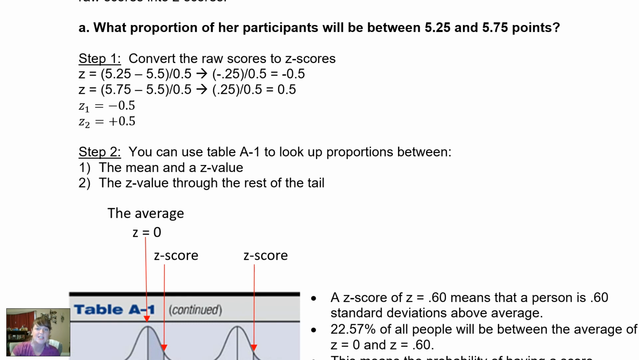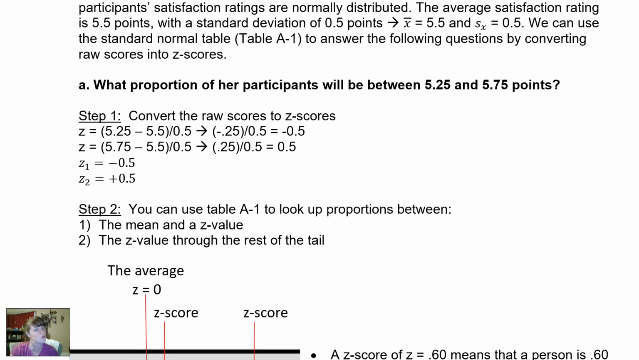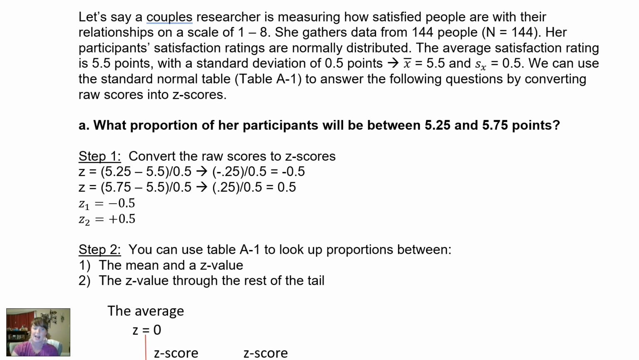The first thing you're going to need to do to use any Z table is convert any raw scores into Z scores. And as a reminder, a Z score is just the raw score minus the average divided by the standard deviation. And so since I have the average and the standard deviation, I can convert any raw score into a Z score. So let's say I wanted to know the proportion of participants between 5.25 and 5.75.